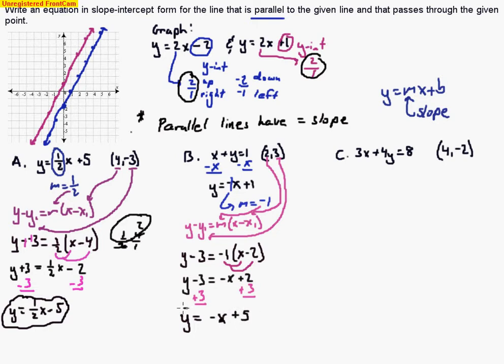So there it is, the slope-intercept form. That line that we just wrote down is parallel to the first one that we have, but passes through the point that's given, 2, 3.